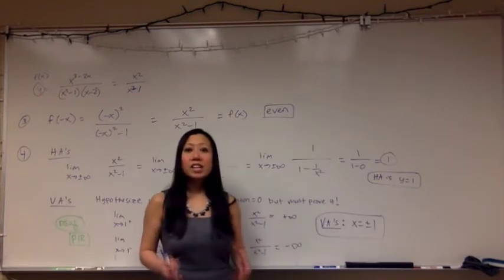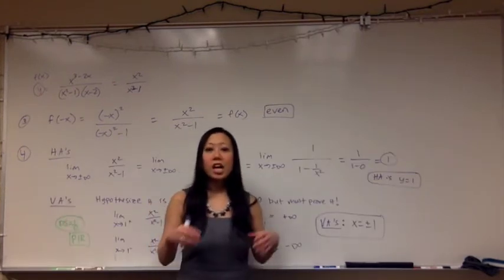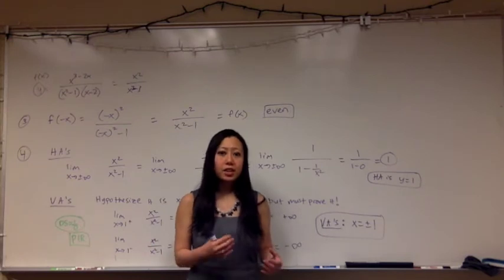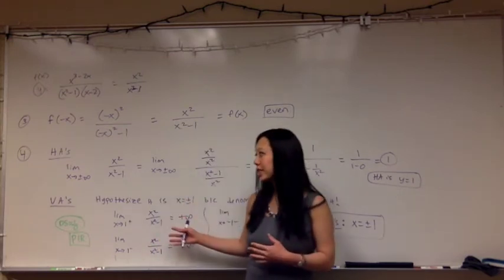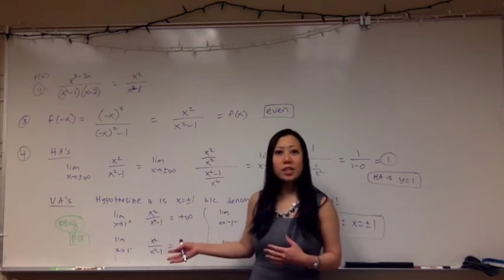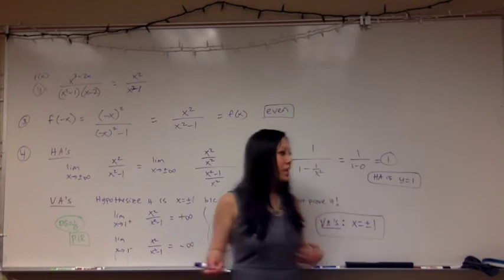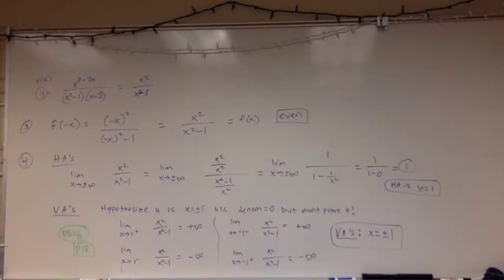Because the denominator is 0, we can hypothesize that the vertical asymptotes are x equals plus or minus 1, but we had to prove it using limits, and as long as the limit is either positive or negative infinity on either the left or right side of each of them, then we know that they are vertical asymptotes.